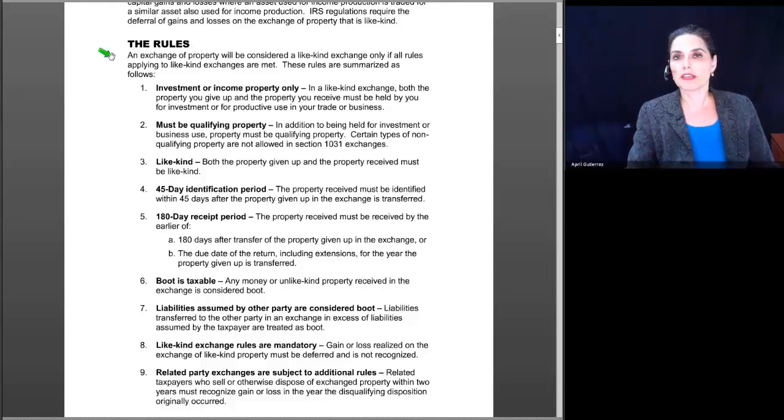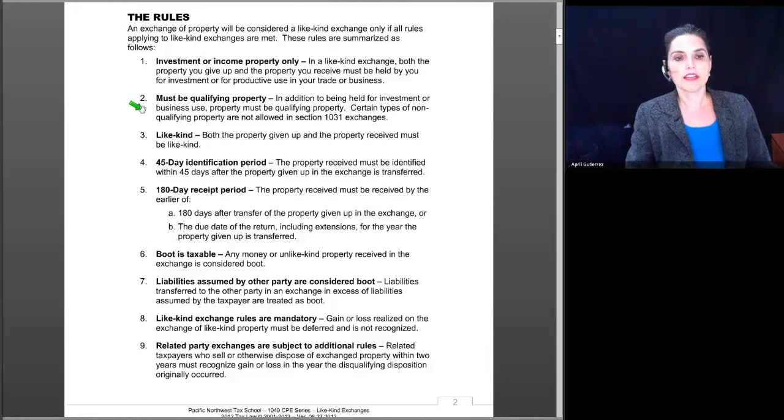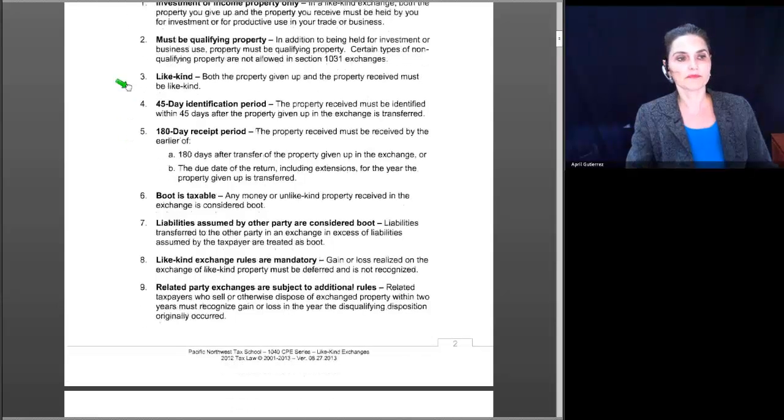An exchange of property will be considered a like-kind exchange only if all rules applying to like-kind exchanges are met. These rules are summarized as follows. Number 1, investment or income property only. In a like-kind exchange, both the property you give up and the property you receive must be held by you for investment or for productive use in your trade or business. Rule number 2, the property must be qualifying property. In addition to being held for investment or business use, property must be qualifying property. Certain types of non-qualifying property are not allowed in Section 1031 exchanges. Rule 3, like kind: both the property given up and the property received must be like kind.